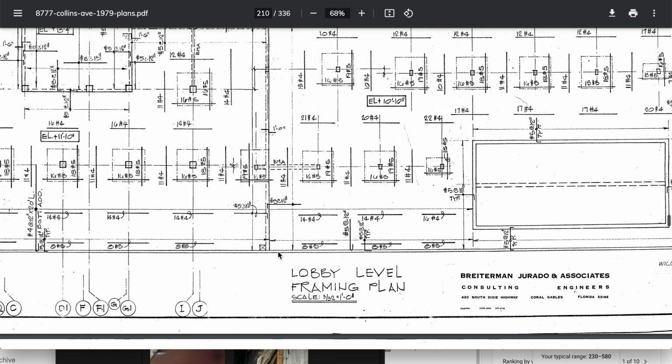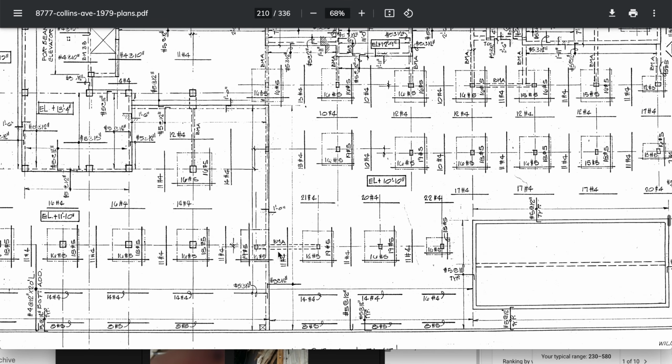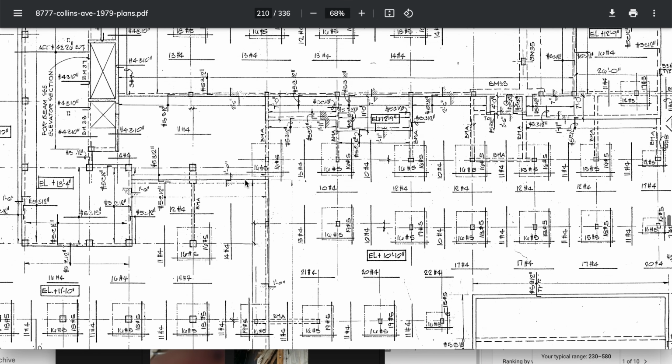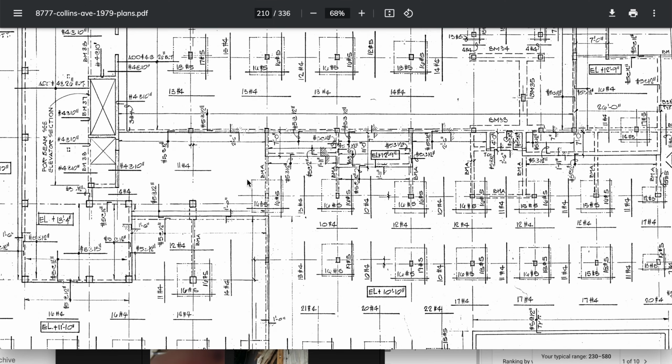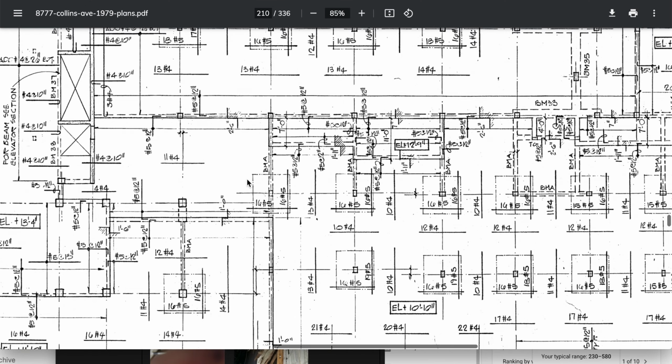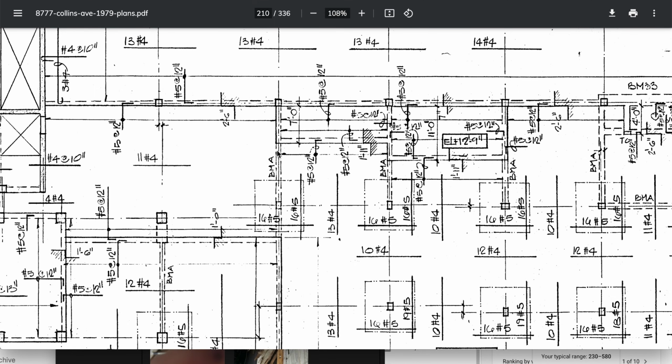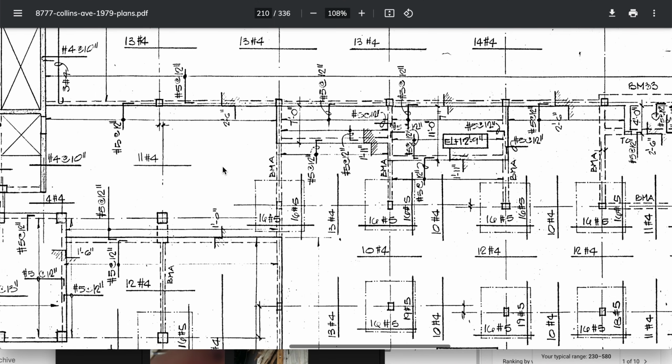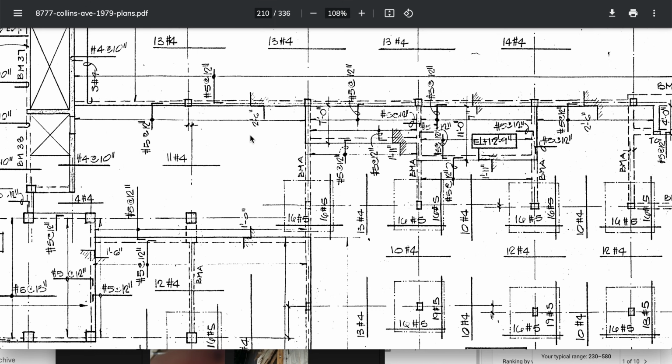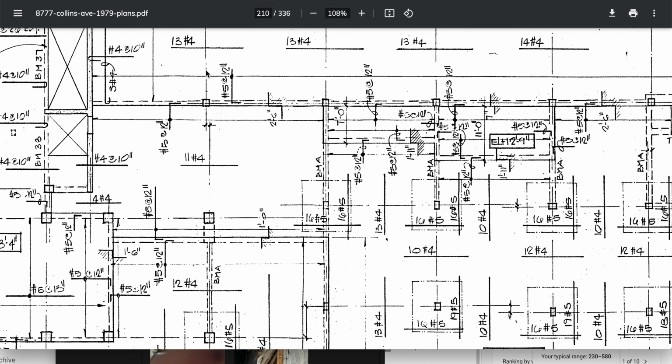I am on the lobby level. You know what? I think I'll stick with this one for a second to show you where the video gets a little funky. So this is the lobby level, right? And there's the existing building here. Everything past this plane here.